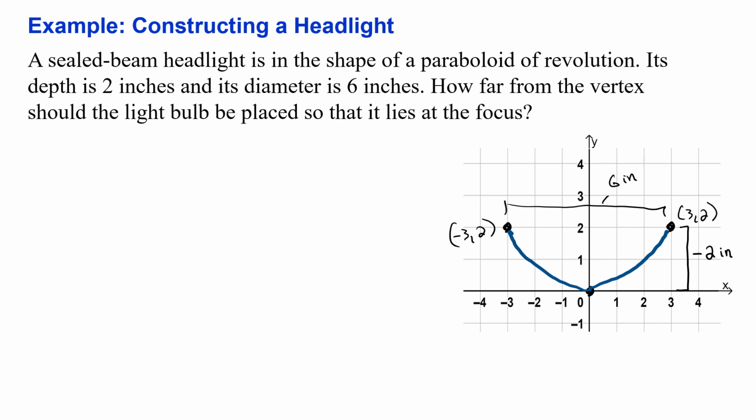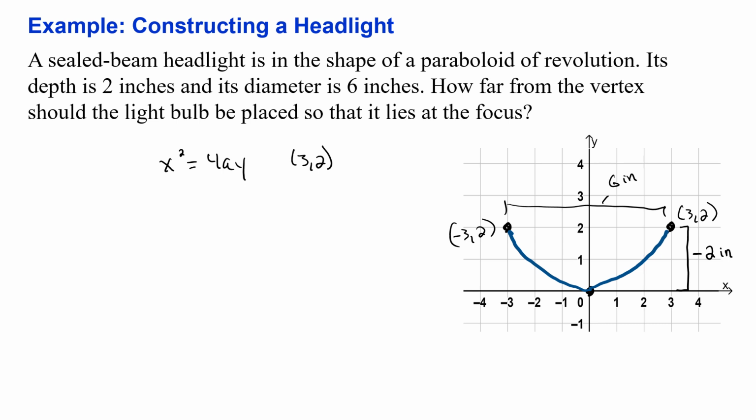Since we have oriented the parabola opening up with a vertex at the origin, then we know the general equation has the form x squared equals 4ay. The bulb will be placed at the focus, which we know is a distance of a from the vertex and therefore lies at the point (0, a) on the y-axis. So to determine the distance a, we will substitute the coordinates of one of the 2 points into our equation. Now let's choose the point (3, 2). We could choose the other point, and I'm just choosing this one.